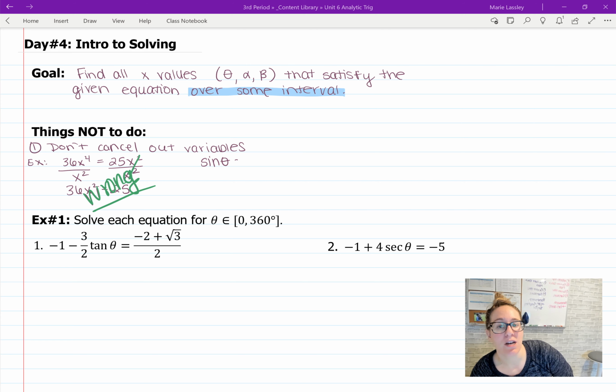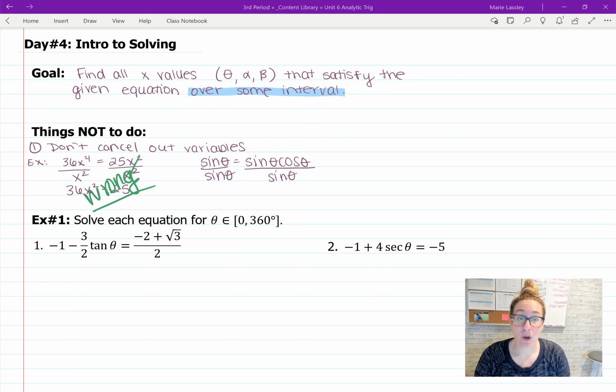What students do all the time is divide both sides by sine theta and simplify it out. Cross those off, and then this becomes 1 equals cosine theta. What you just did was get rid of the sine theta solutions to the problem. You cannot do this. This is wrong. So do not do that. You just deleted the sine theta answers to our problem.